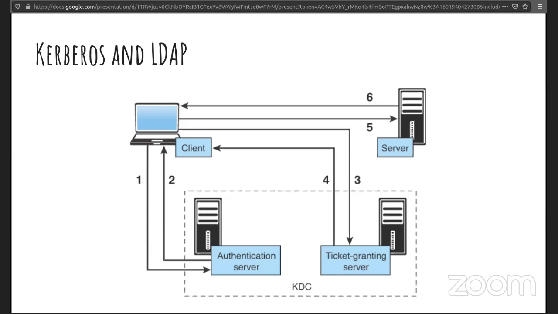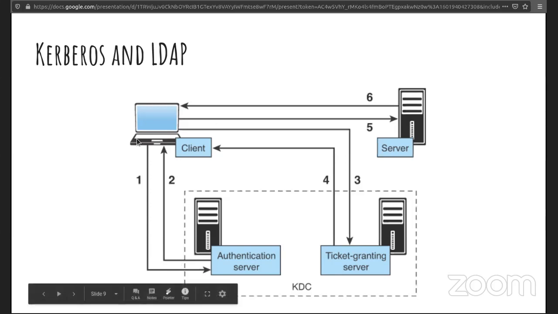The 6 steps for Kerberos. The client sends a request to the authentication server within the KDC. Here's step 1, sends the request. Step 2, the authentication server sends a session key and a ticket granting ticket that is used to verify the client's identity.